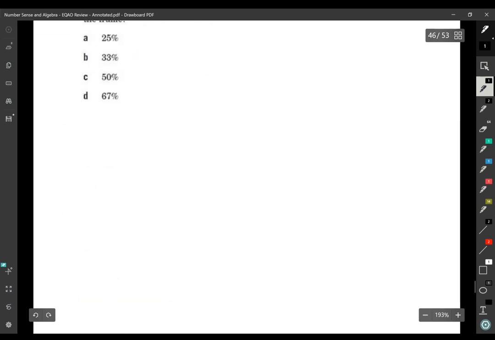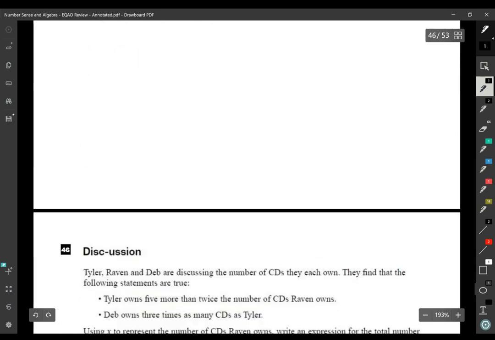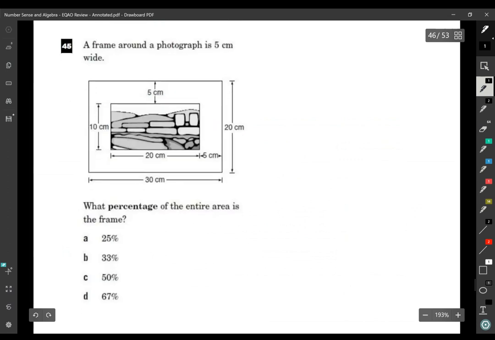Okay, I believe this is our last multiple choice. Yes, so I'm gonna stop after 45. We're gonna do this one last multiple choice, and then that's gonna be it for the day. So a frame around a photograph is 5 centimeters wide. What percentage of the entire area is the frame?